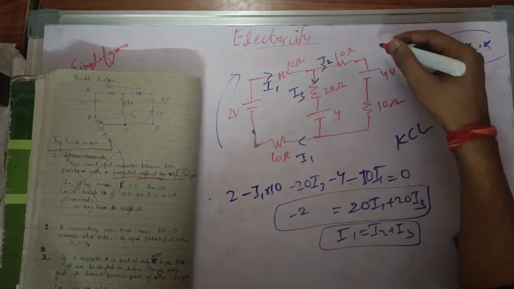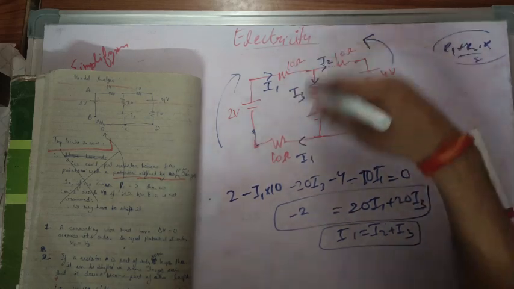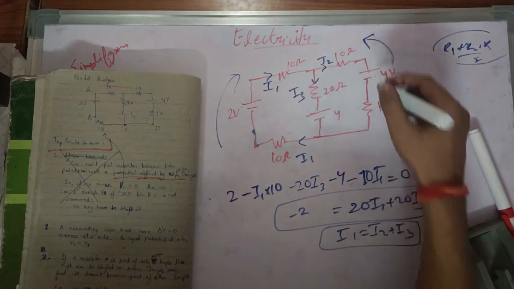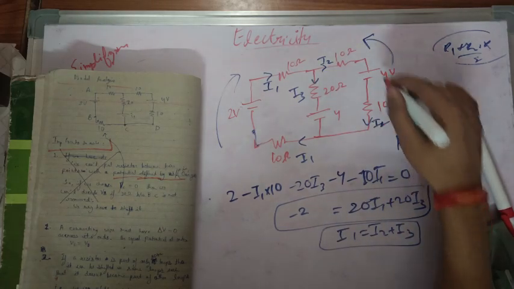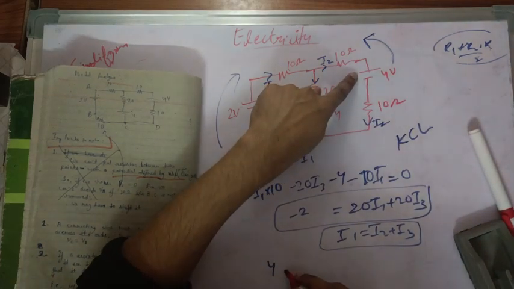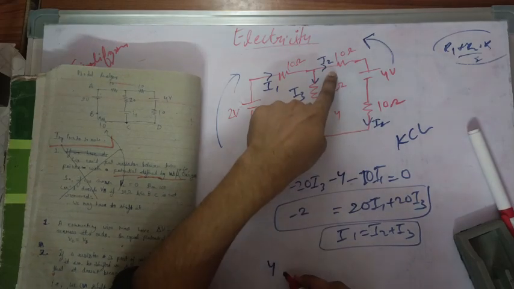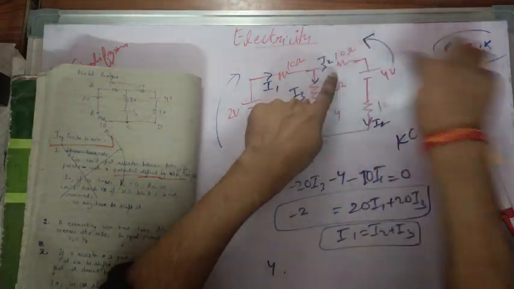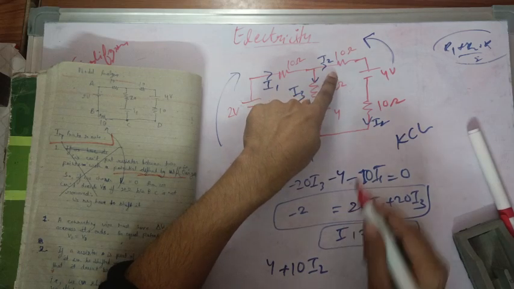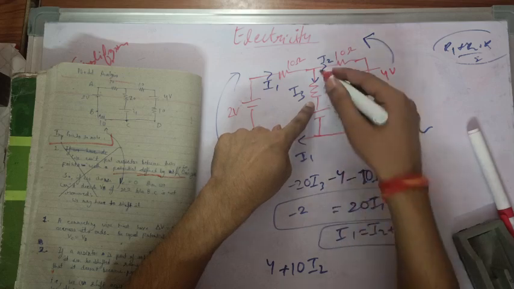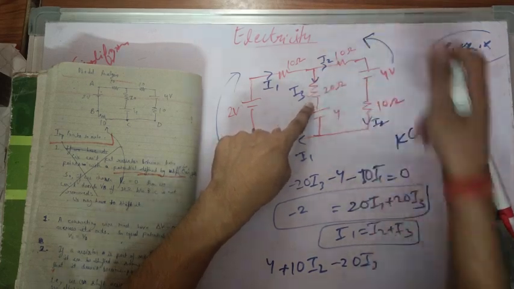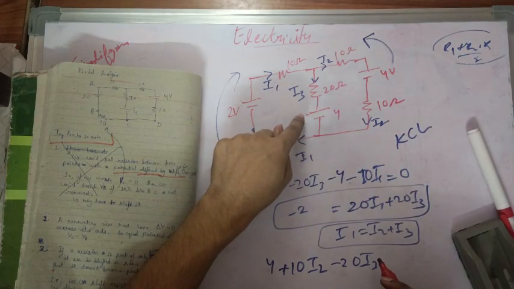Let's say I am taking the loop in this manner, so the potential drop here would be 4. Going from this to this point, the potential drop is 4 volt. Then going across this resistor, the current is in the opposite direction of the considered, so it will be taken as positive 10 into I2. And then going across this resistor, this would be minus 20 I3, because it is in the same direction, in this anti-clockwise manner.